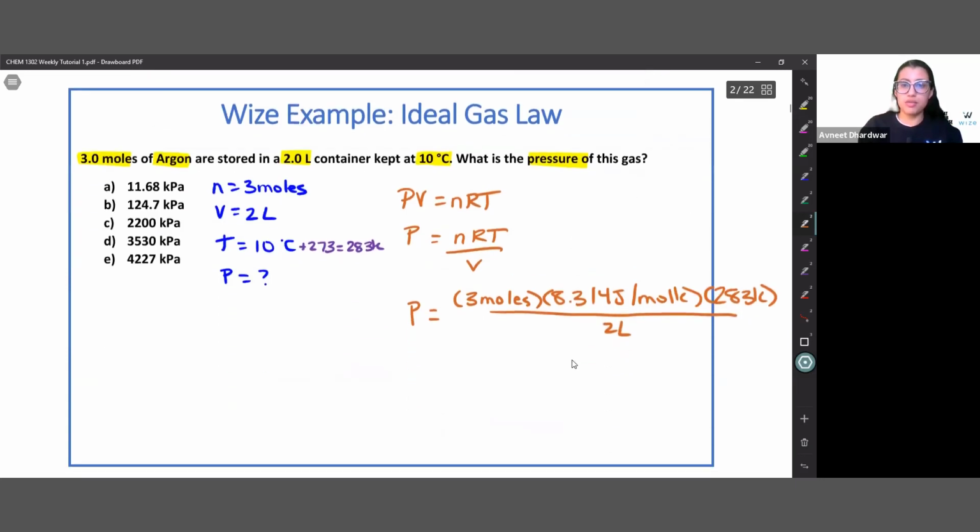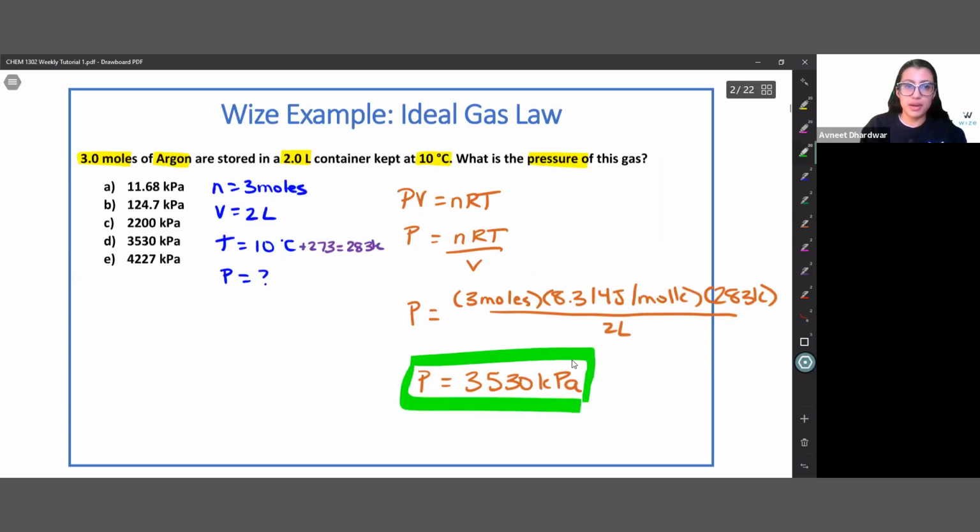Okay, so we're just plugging in our values and we're going to be able to solve for pressure. And I got 3,530, and the units are in kilopascals since we chose that R value. So this question was pretty simple. It's just a matter of rearranging the ideal gas law and plugging in values. So here we got our answer, and that answer matched D.